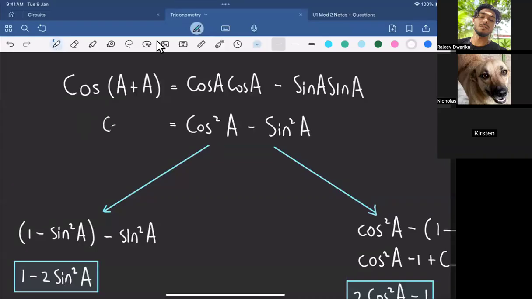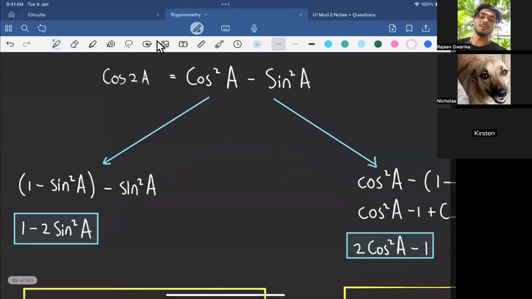We know that cos 2A is equal to cos squared A minus sine squared A, but there are two ways you could write it. One, you could replace the cos squared A with 1 minus sine squared A, and if you do that and simplify, you will end up with 1 minus 2 sine squared A. That's one way you could write cos 2A.